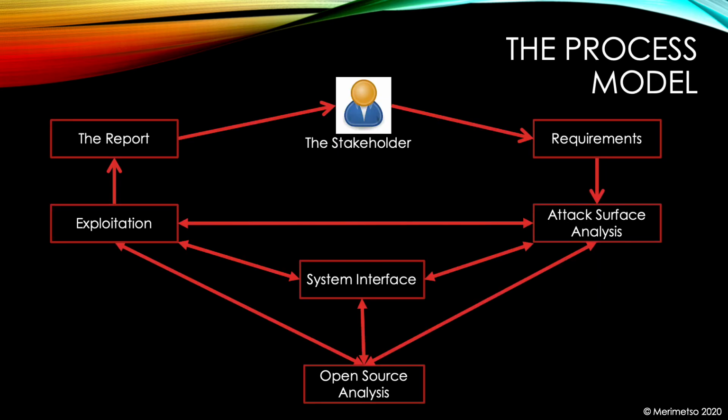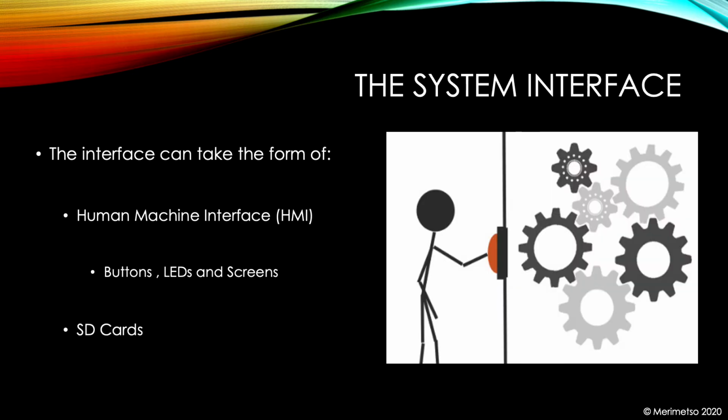So, what is the process model? The process model is the stakeholder defining requirements for us and defining acceptance criteria for a report. Attack surface analysis, open source analysis and exploitation, and also the system interface itself. We're going to be considering the hardware device from a holistic perspective. That is, we're not just going to be focusing on the electronics, but we're going to be focusing on things like the human interface of the electronics and treating it as a whole device.